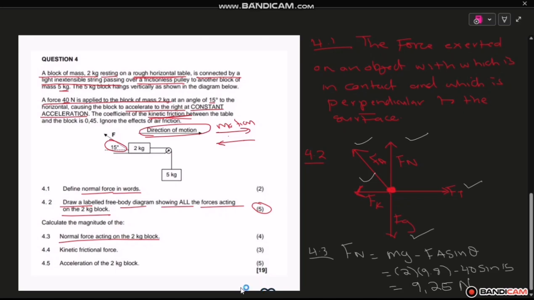If it doesn't, make sure you go to the second part. Okay, they want us to calculate the kinetic frictional force. You can use Fk equals mu k times N. We have the value of mu k as given in the statement, which is 0.5. Therefore, we're going to multiply 0.5 with the value of the normal force, which is 9.25. Use your calculator: 0.5 times 9.25. Sorry, it's not 0.5, it's 0.45.